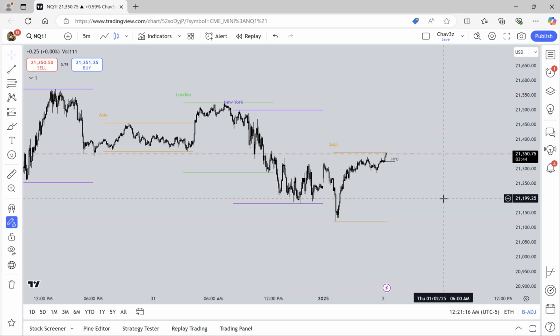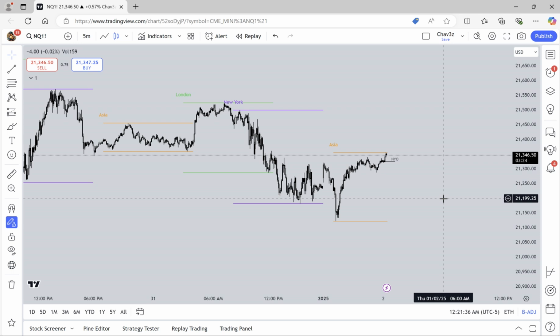And I like to use the ending of Asia, like right now, I like to use that range to anticipate if we're going to do one of the five things that I have in my framework, right? Are we going to take Asia high and then after we take Asia high, attack previous day high?